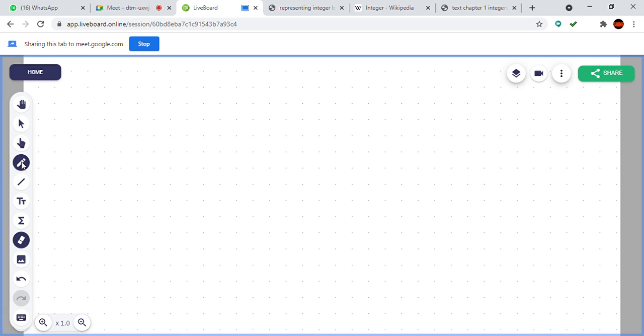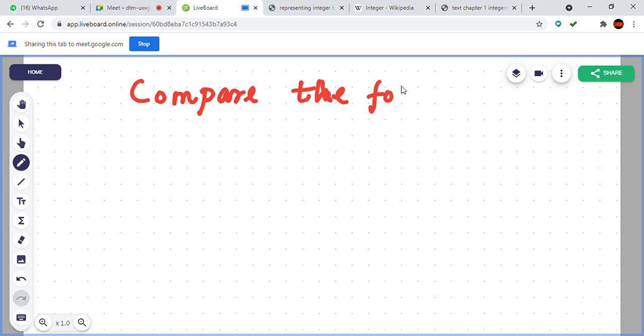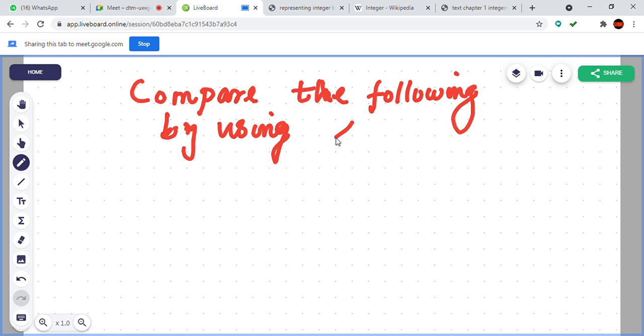Next heading: compare the following by using less than or greater than. Compare the following by using less than or greater than.